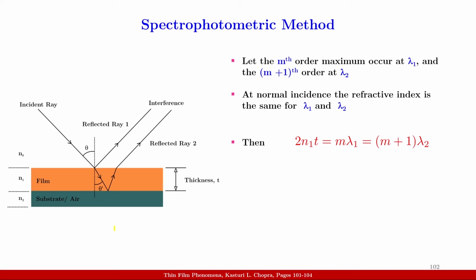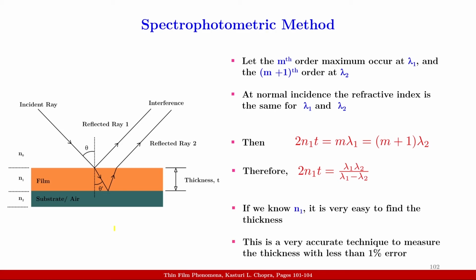When we rearrange this equation, we get 2n1t equals lambda 1 lambda 2 over (lambda 1 minus lambda 2). If we know n1, it is very easy to find the thickness. And this is a very accurate technique to measure the thickness with less than 1% error.